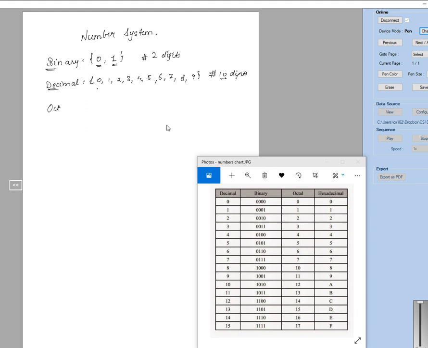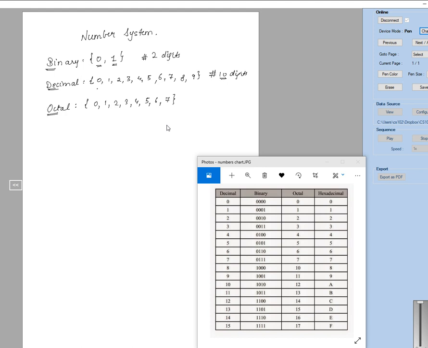A third kind of system is octal. Octa means like we have octagon. So octagon has 8, right? So this goes as 0, 1, 2, 3, 4, 5, 6, and 7, right?